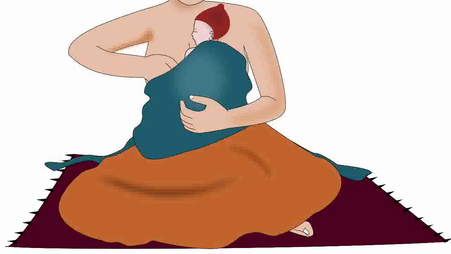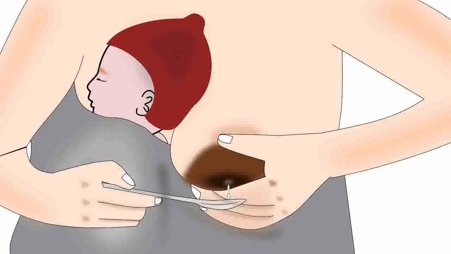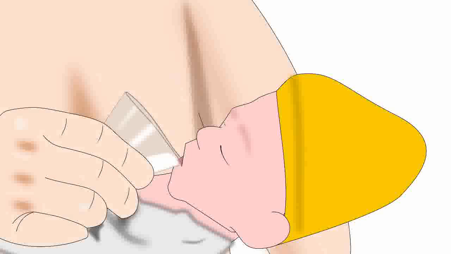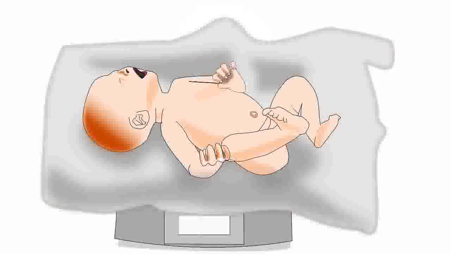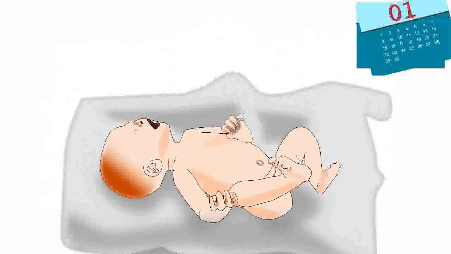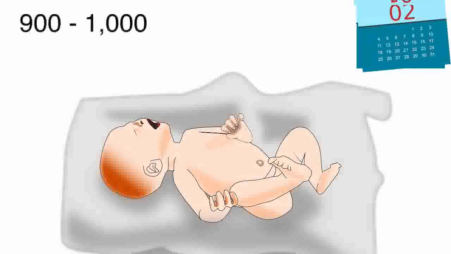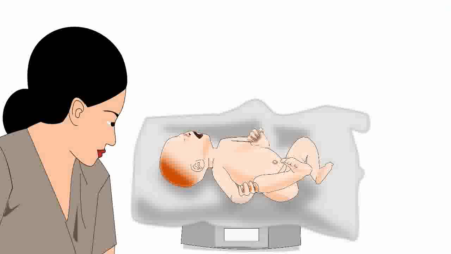Either mother can feed the baby by simply loosening the wrapped cloth and positioning the baby for breastfeeding, or she can manually express breast milk and feed the baby using a cup or a spoon. Remember, each day baby should gain up to 25 to 30 grams of weight. Hence, expected weight gain of a baby in a month is up to 900 to 1000 grams. Hence, mother or health worker should monitor the weight of the baby during routine checkups.